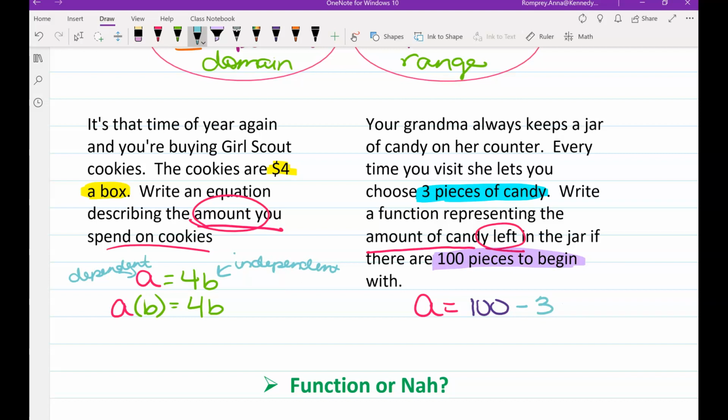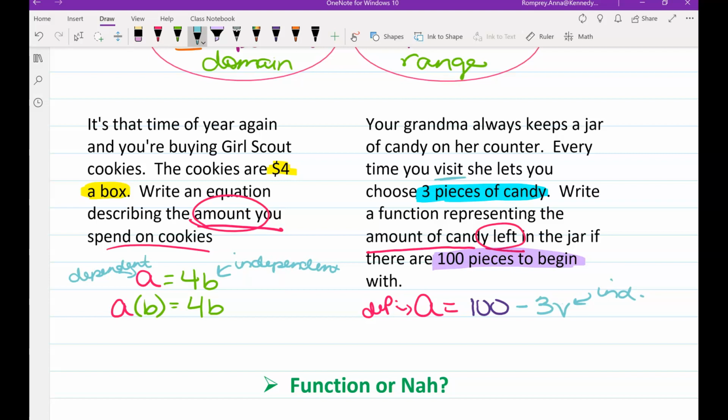So minus 3C for 3 pieces of candy, but it's 3 pieces per visit. So I think it should be 3V because it's minus 3 pieces per visit. That makes more sense. So independent and dependent. Does the amount left depend on the number of visits, or does the number of visits depend on the amount left? I think we were right the first time. Amount depends on the number of visits. So that becomes our independent.